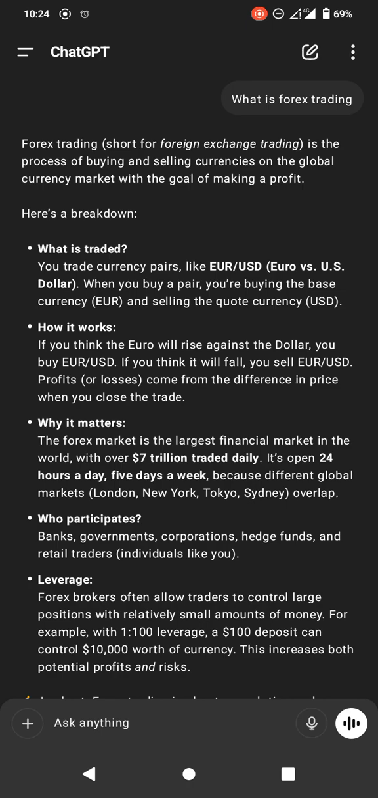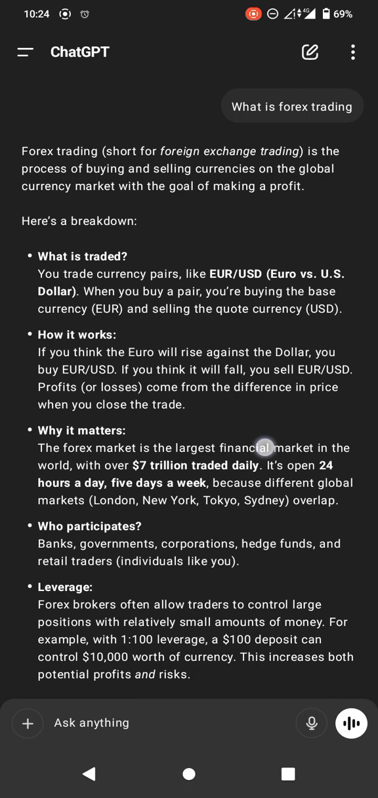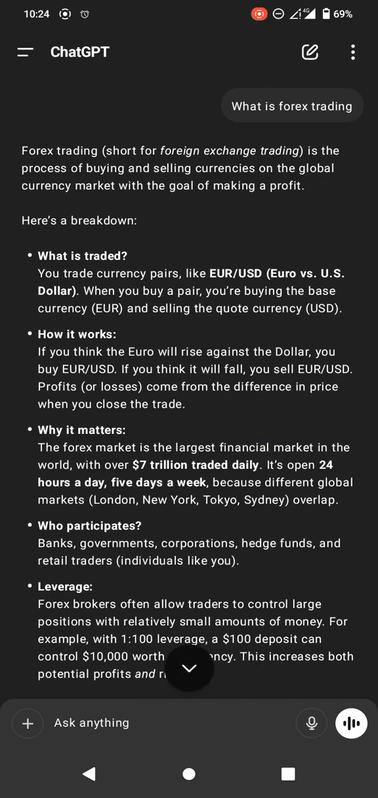Some people trade Forex, some trade CFDs, some trade stocks. So Forex trading and stock trading are different. In the stock market, you trade stocks, not currency pairs. On the crypto market, you trade crypto, not currency pairs. Understand? So Forex trading is the trading of only currencies.